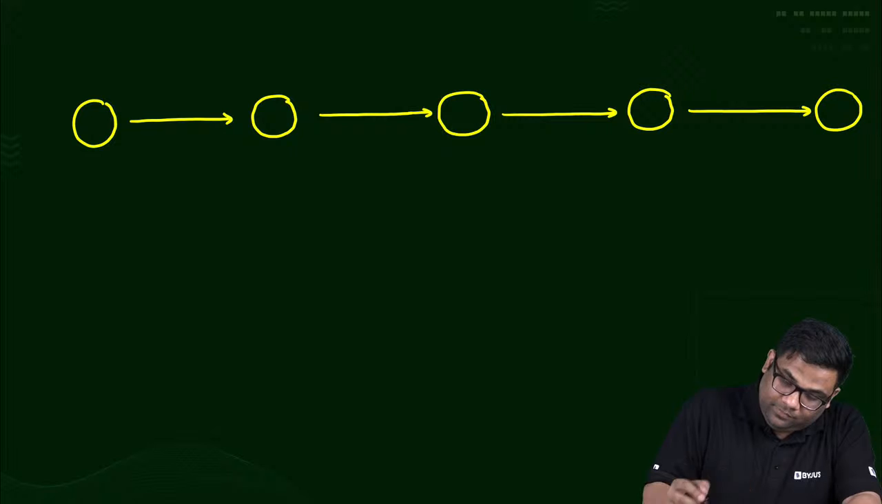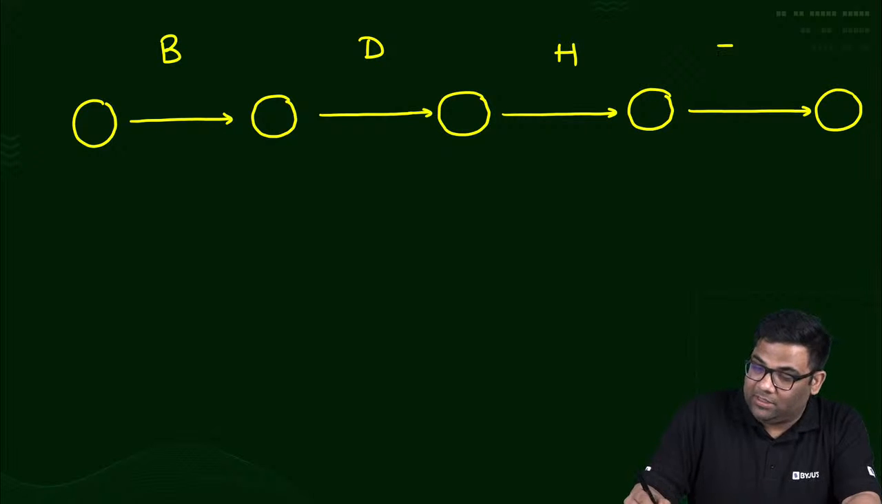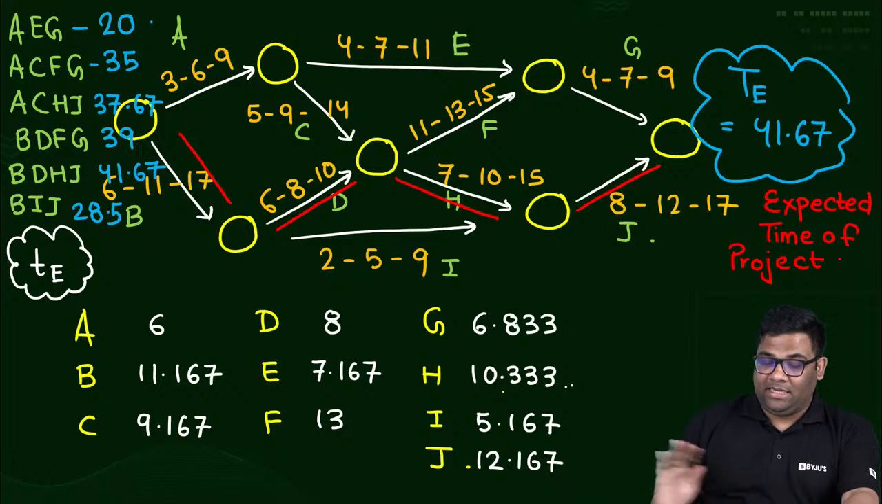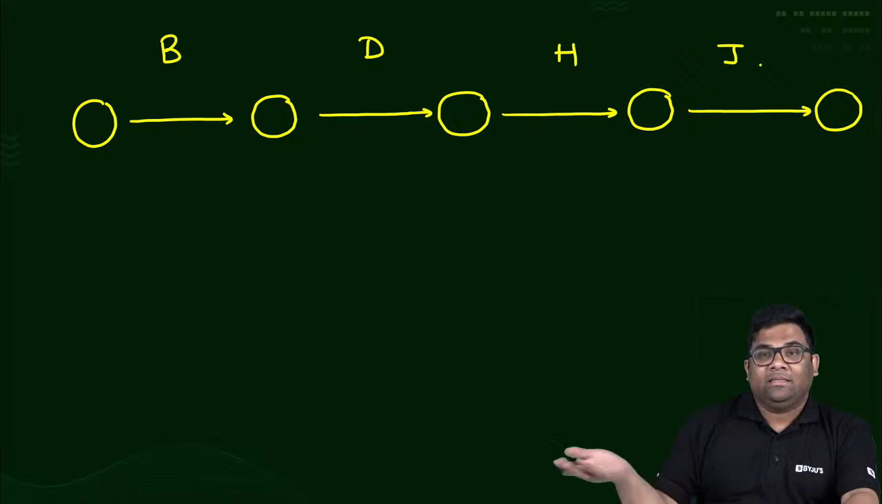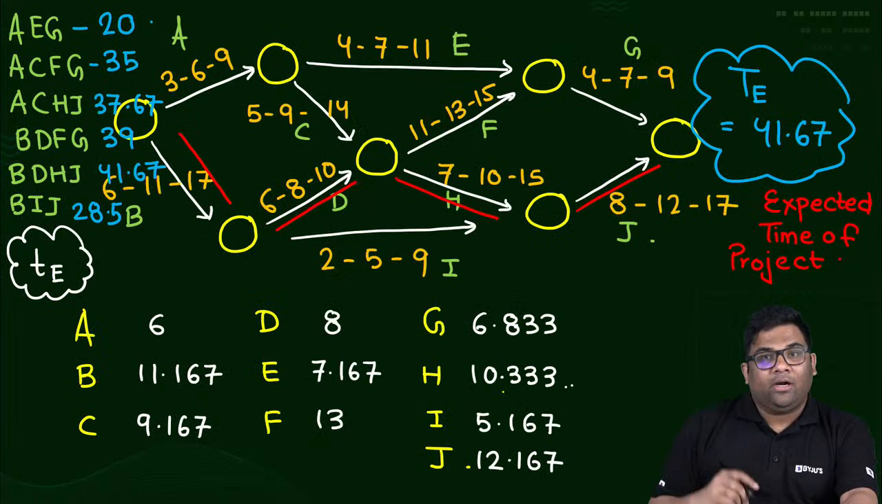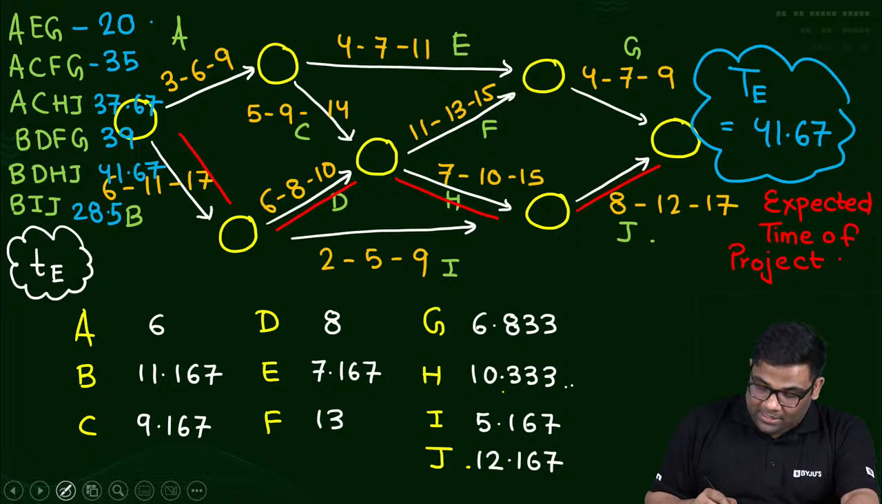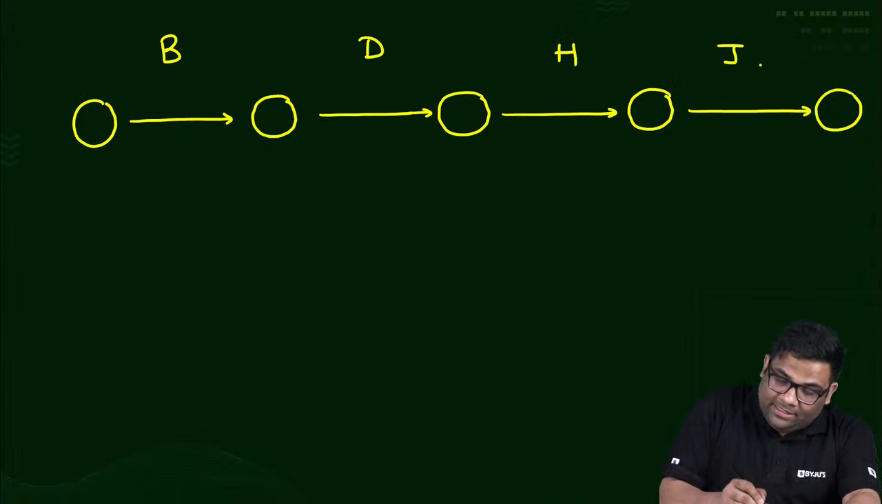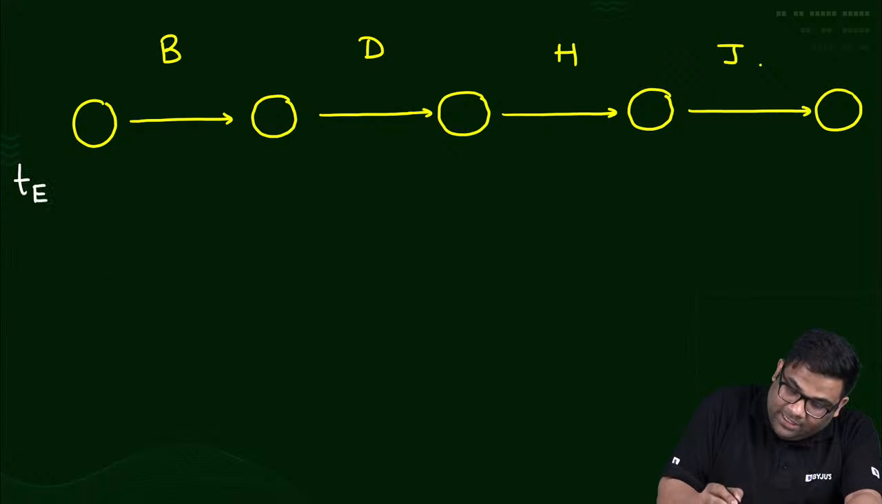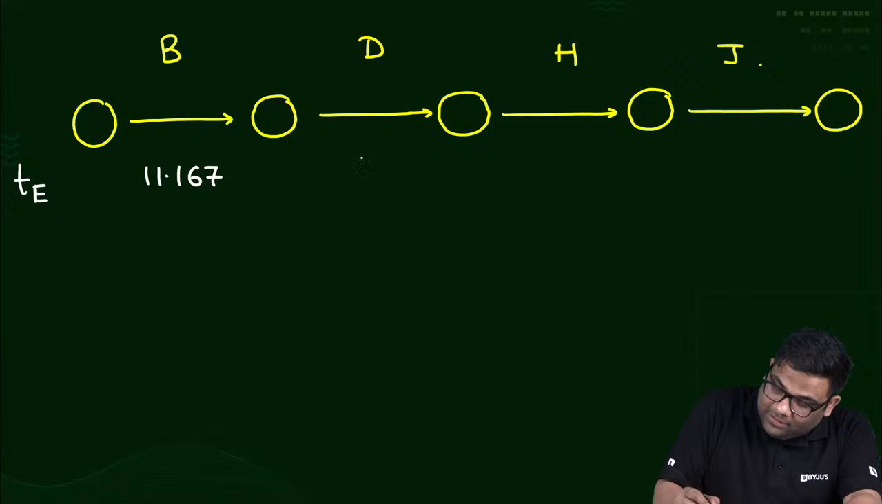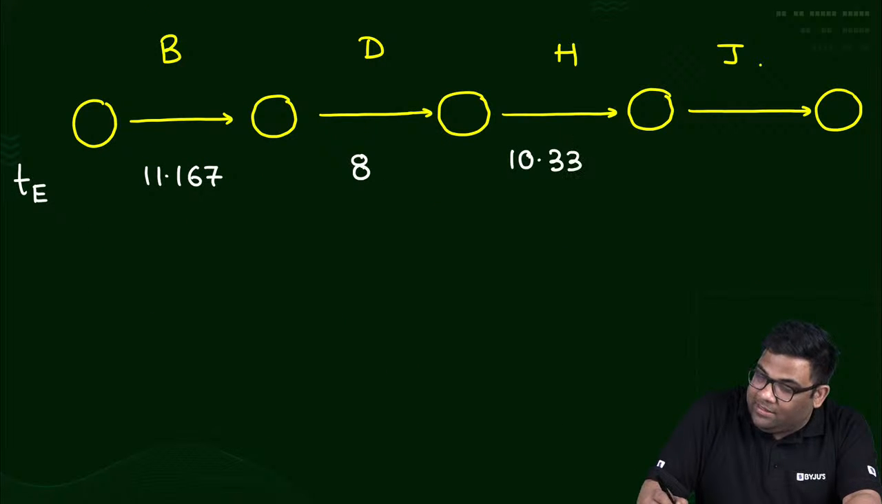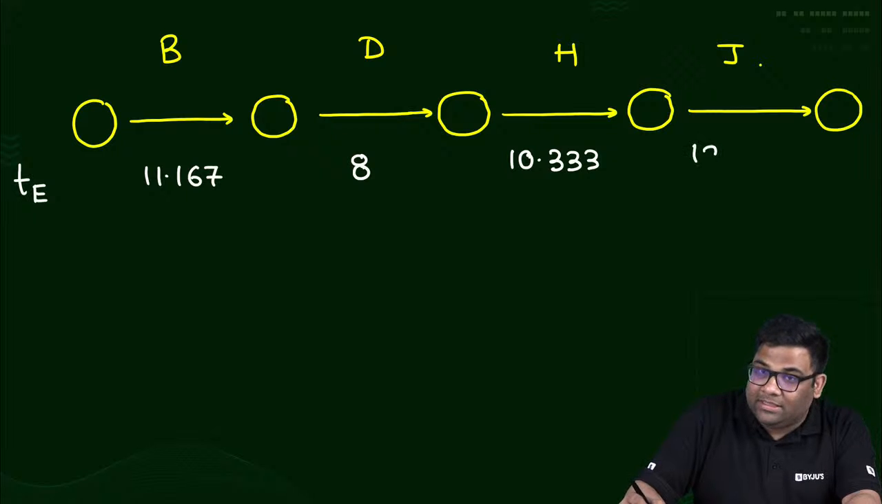B, D, H, J. So once your critical path is done, you can draw it like a series. And when I was finding the TE, for B it was 11.167, for D it was 8, for H it was 10.333, and for J it was 12.167.